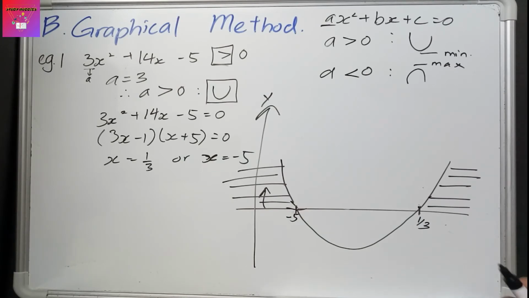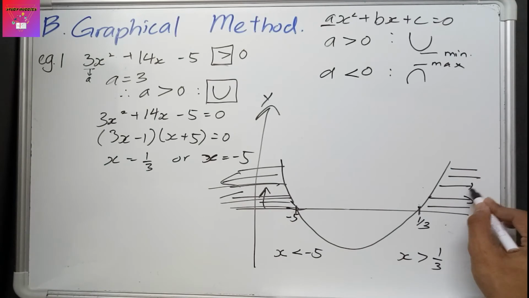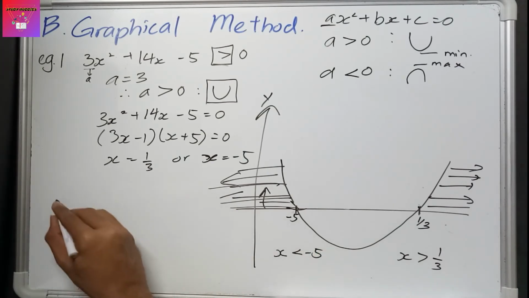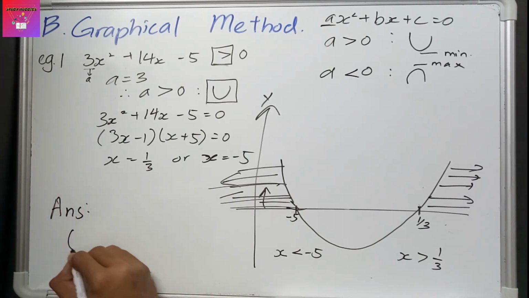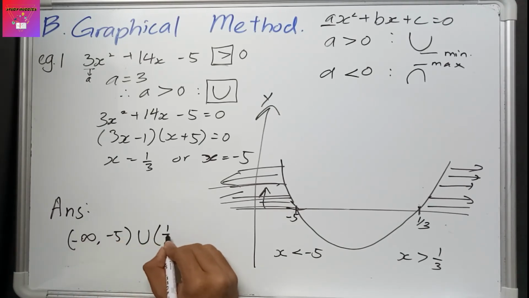So therefore, we get to know that the answer is x is lesser than -5 or x is greater than 1 over 3. As we can see here, x is moving this side, which is lesser than -5, and moving this side as well, which means it's greater than 1 over 3. So therefore the answer for this question, if we write it down in the interval form, I'll write it over here, it's going to be negative infinity, negative 5, open bracket, union 1 over 3, positive infinity. So that's all to solve this question.